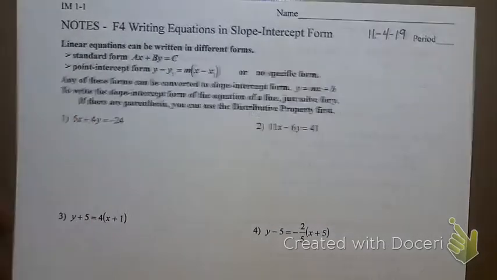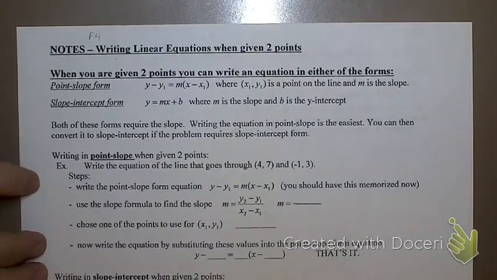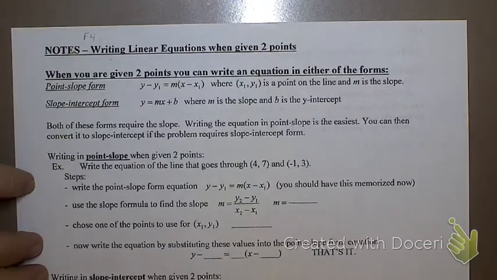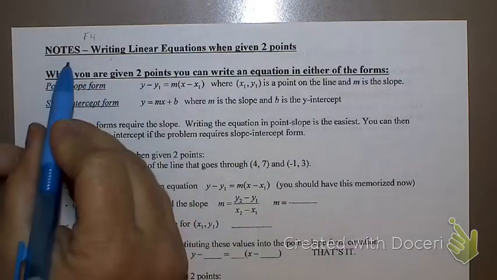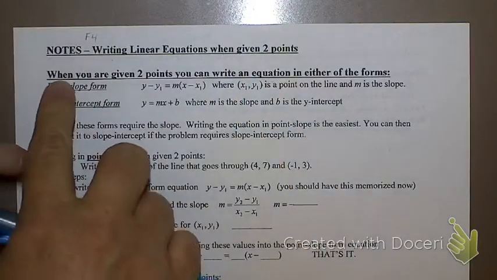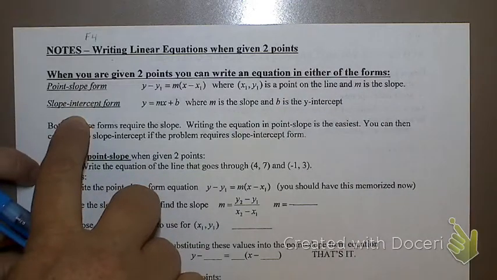So let me talk to you for a minute about the backside of this. The backside has a lot of writing, but it's very helpful because if you are stuck on any of the problems, it tells you what to do. How do you write an equation when you're given 2 points? Well, when you are given 2 points, you can write an equation in point-slope or in slope-intercept form.